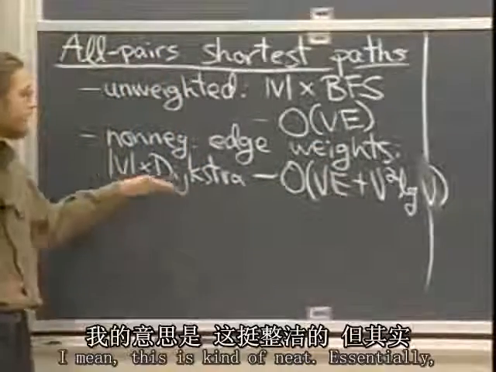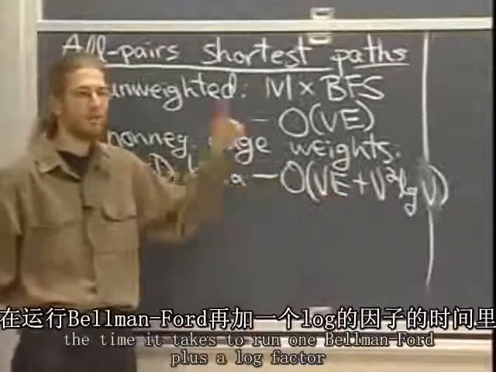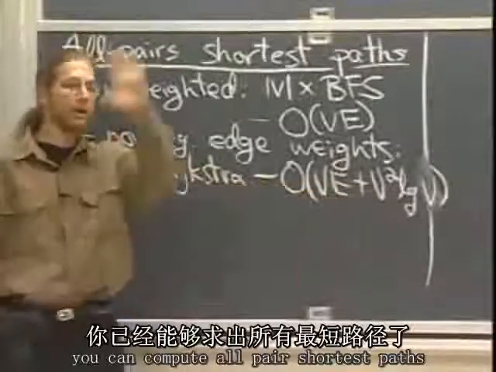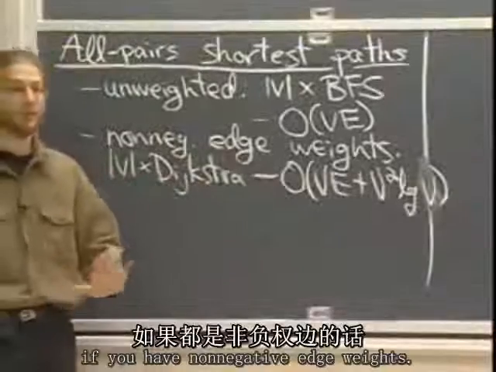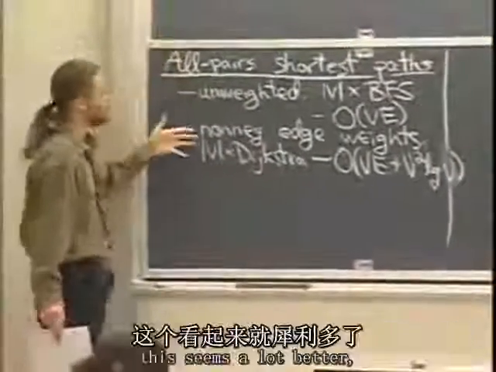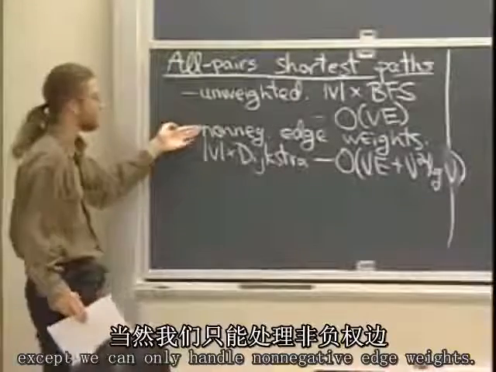I mean, this is kind of neat that with essentially the time it takes to run one Bellman-Ford plus a log factor, you can compute all pairs shortest paths if you have non-negative edge weights. So, comparing all pairs to single source, this seems a lot better, okay, except we can only handle non-negative edge weights.